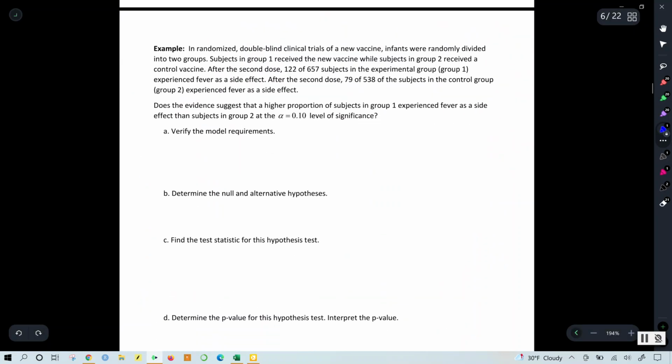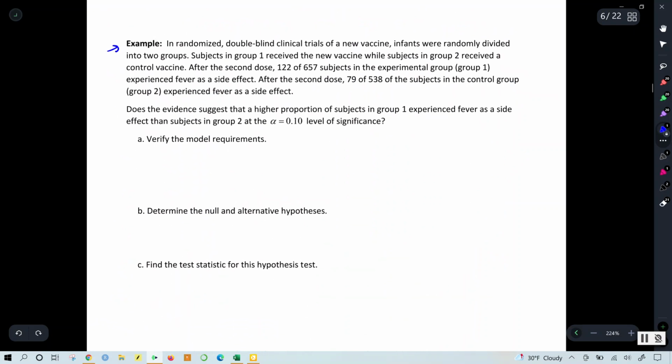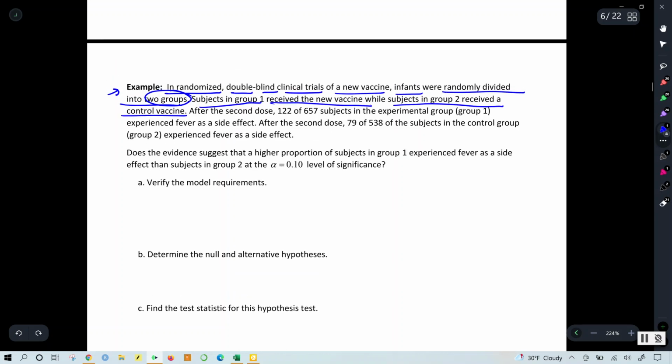So we begin the first example. In this example, we are told that in randomized double-blind clinical trials of a new vaccine, infants were randomly divided into two groups. Subjects in group 1 received the new vaccine, while subjects in group 2 received a control vaccine. So we have new vaccine and control vaccine.